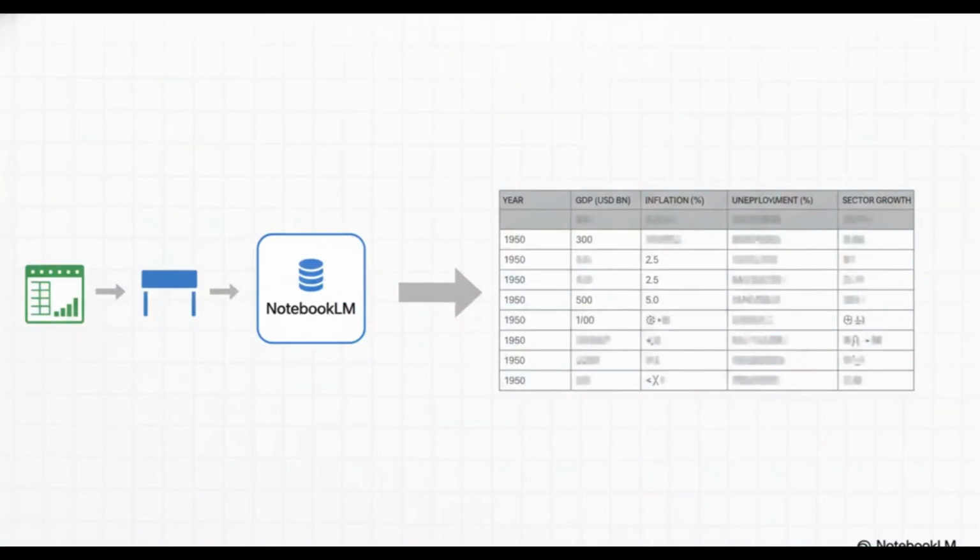Okay, example number 2. Let's take something even drier, raw economic data. We ask Notebook LM to find and structure all the statistical GDP data for the world's top economies over the last 70 years. And as you'd expect, it gives us a clean but pretty boring table of numbers.